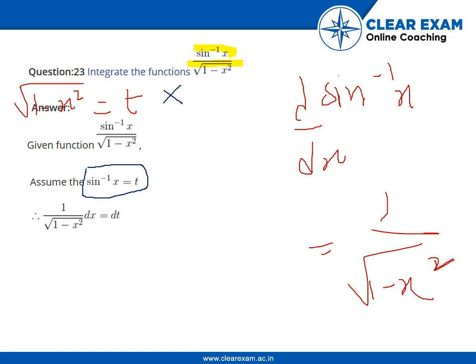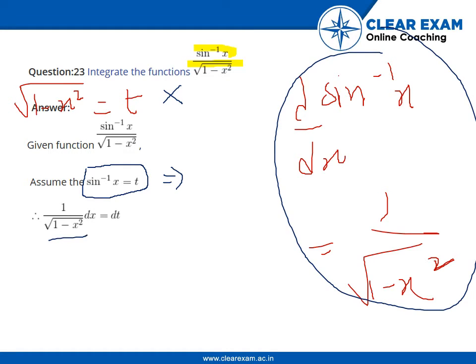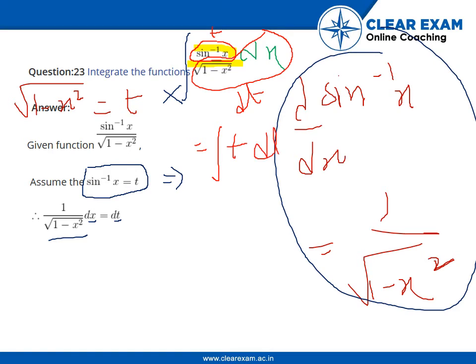So 1 upon root of 1 minus x square dx is equal to dt. That is, we differentiated both sides, and the differentiation of sine inverse x with respect to x is 1 upon root of 1 minus x square, which gives dx and dt. So now we can replace, let me put the integral sign here, and let me write dx here. So this whole part can now be written as dt, and sine inverse x can be written as t. So we get the simplified integrand as t dt.